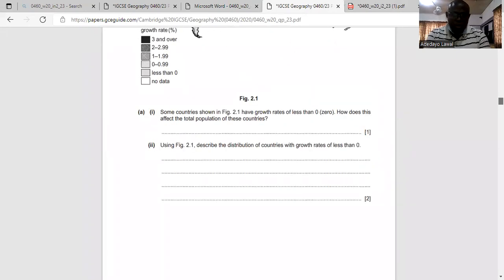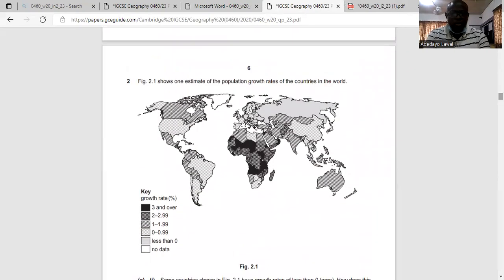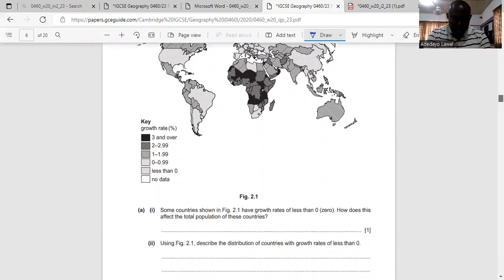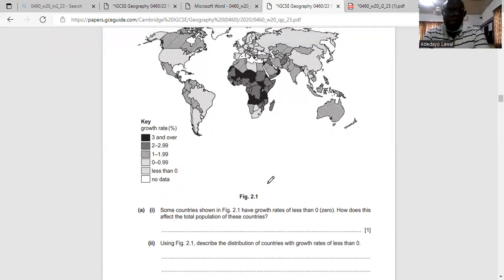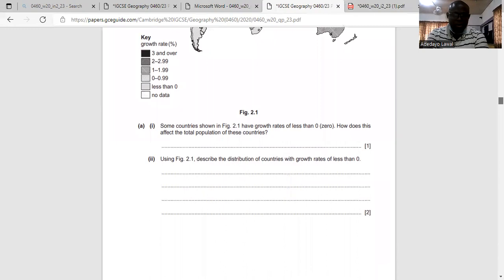Using figure 2.1, describe distribution of countries with growth rate less than 0. Wait, sorry, the question says some countries have growth rate of less than 0, not 0. Less than 0 means it's negative. So they have a negative growth rate. In that case, it means that death rate is higher than birth rate, so their population is declining. Or emigration is higher than immigration. So the answer here is that the population declines, because death or emigration is higher than immigration or birth.